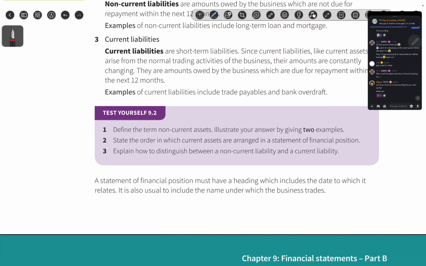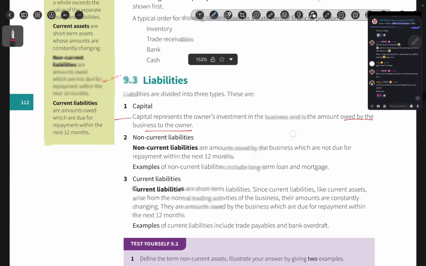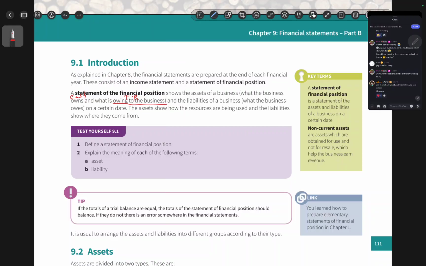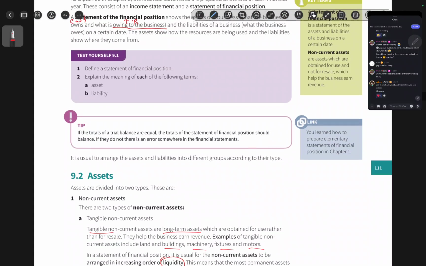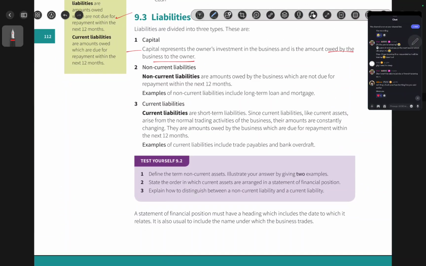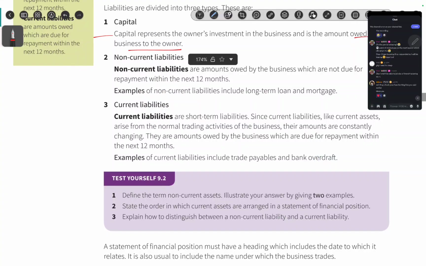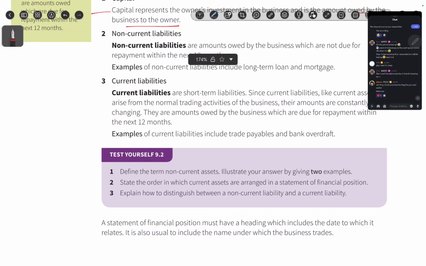Now, define non-current assets. Illustrate your answer by giving two examples. You can say that non-current assets are things you bought for the business, not for selling, which are obtained for use and not for resale, and which help the business earn revenue. For example, your motor vehicle, your truck, your furniture, your machinery, or anything that is not meant for resale, even your screwdriver, literally.